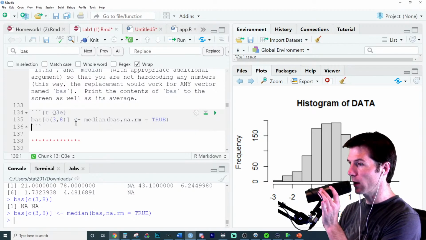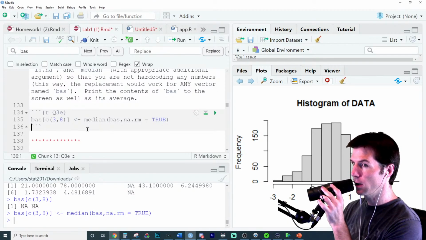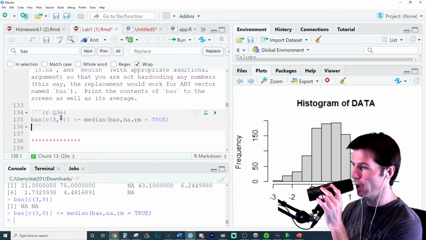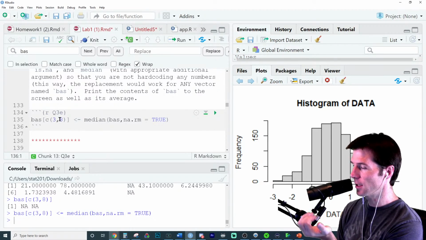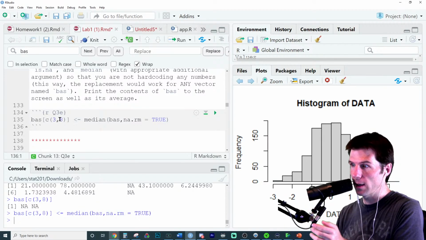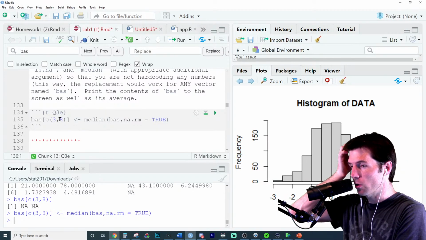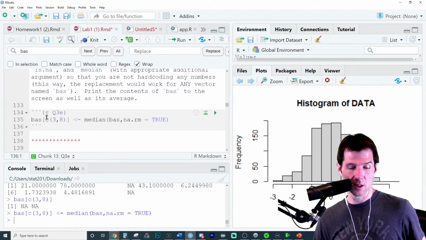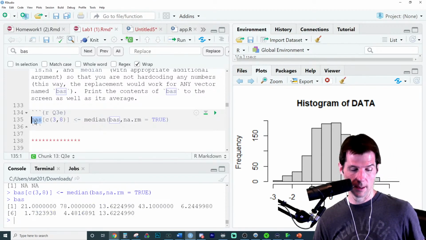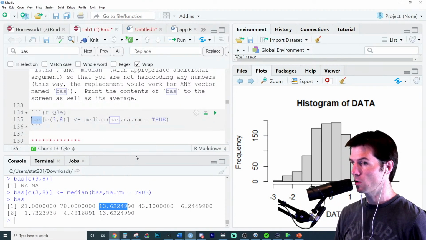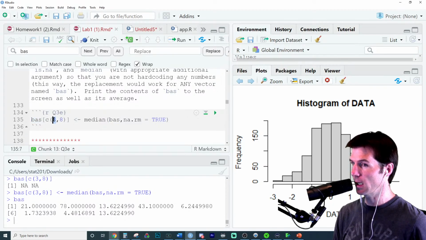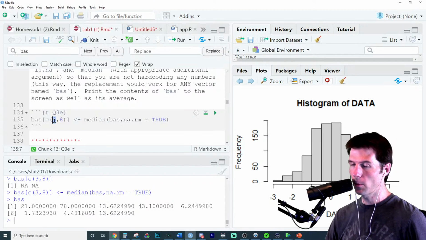Does that make sense, what hard-coding values means? Because now it is going to position 3 and position 8, but it's because I told it. It's not doing a search operation to find the NA values. It goes to the BAS vector, replaces position 3 and position 8 with the median, and we can see we've done that replacement right here. So we hard-coded the values of 3 and 8, but that's not the best way of doing things. So how can we improve this?